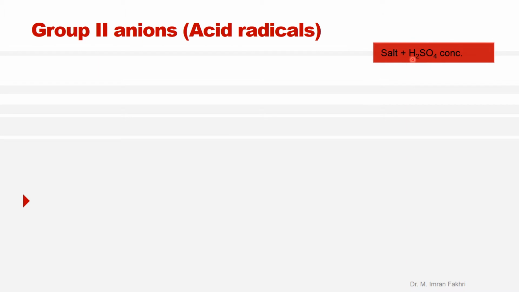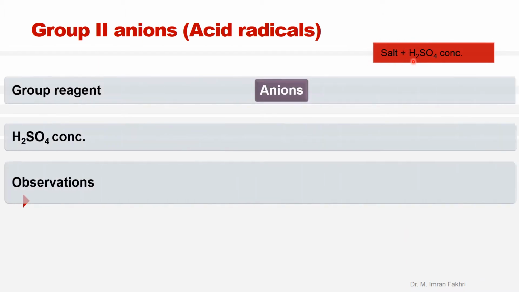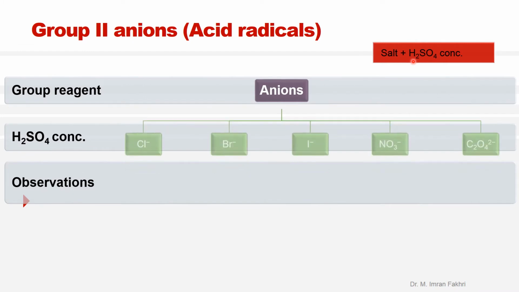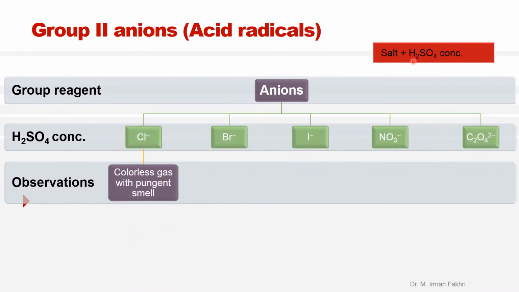Group 2 anions. In the given salt, we have to add concentrated sulfuric acid. If our salt contains chloride negative ion, a colorless gas with a pungent smell is going to be evolved, which is going to give dense fumes with ammonium hydroxide.